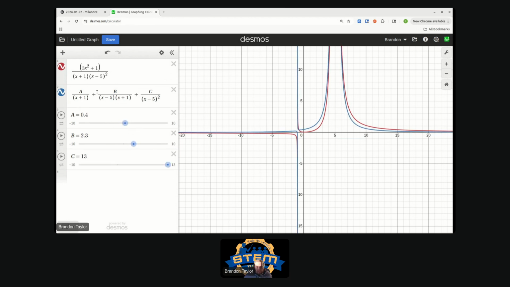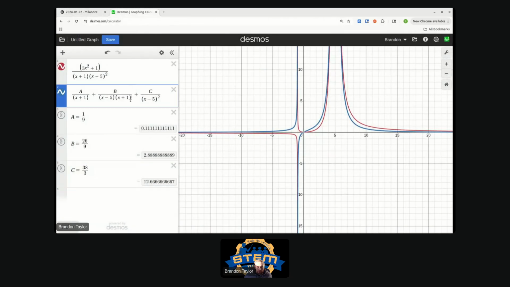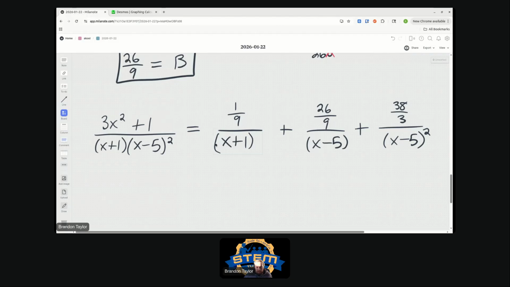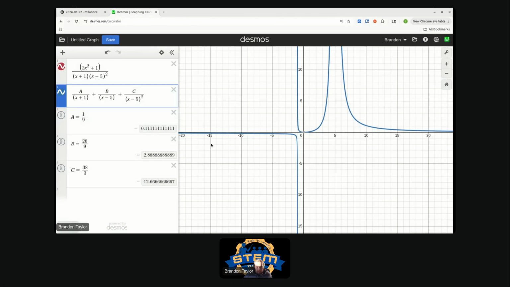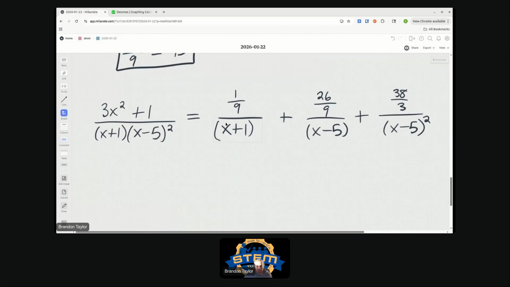But we already kind of know what works, right? We said A is going to be 1/9. B is going to be 26 over 9. And then C is going to be 38 over 3. Is that what we said? 38. Did I write that correctly? Oh, sorry. There you go. That fixes it. So the denominator is x plus 1, x minus 5, x minus 5 squared. And there you go. These numbers now work. So here you can see that it's right on top of the actual function. So there you go. This is the correct partial fraction decomposition.